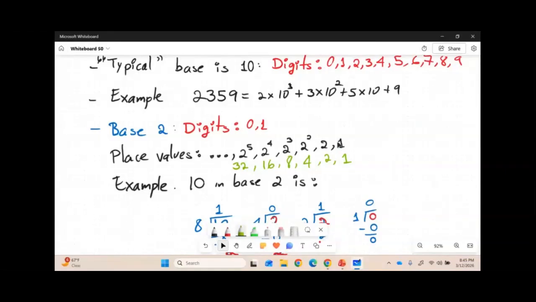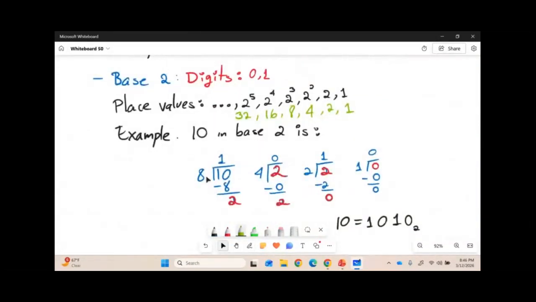Notice that we start on the right, we call that the place of the ones, and then 2 to the power 1, which is 2, 2 squared, which is 4, 8, 16s, and 32s. For example, if I want to write the number 10, the regular typical number 10, in base 2, which we also call binary, remember that what you need to do is identify the largest place value that fits into 10. That would be 8 because 16 is bigger. So the largest place value is 8.